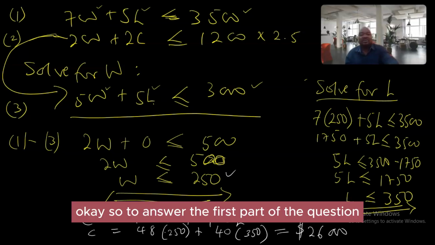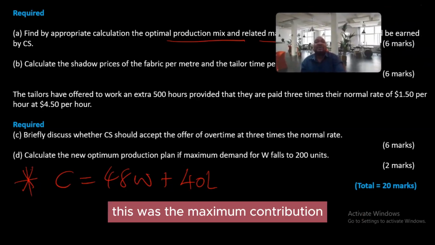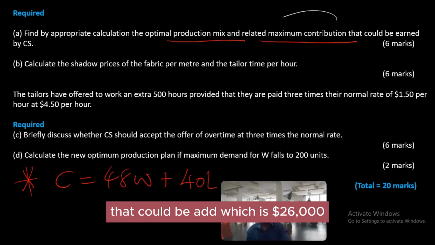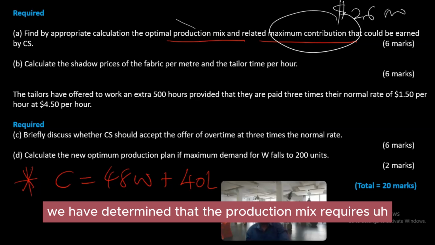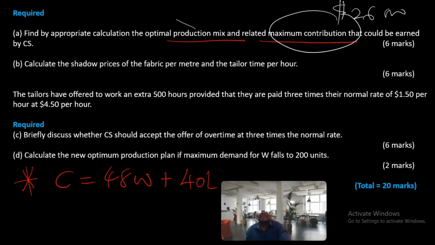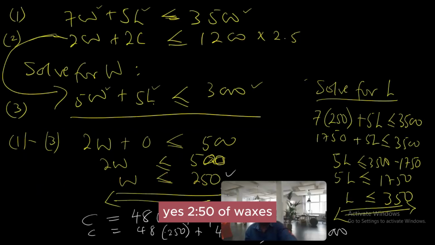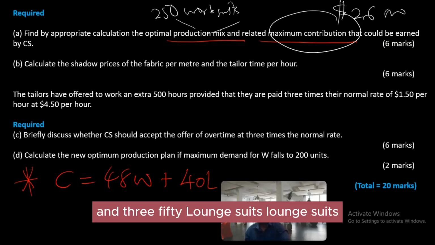So to answer the first part of the question, the maximum contribution that could be earned is $26,000. And we have determined that the production mix requires 250 work suits and 350 lounge suits.